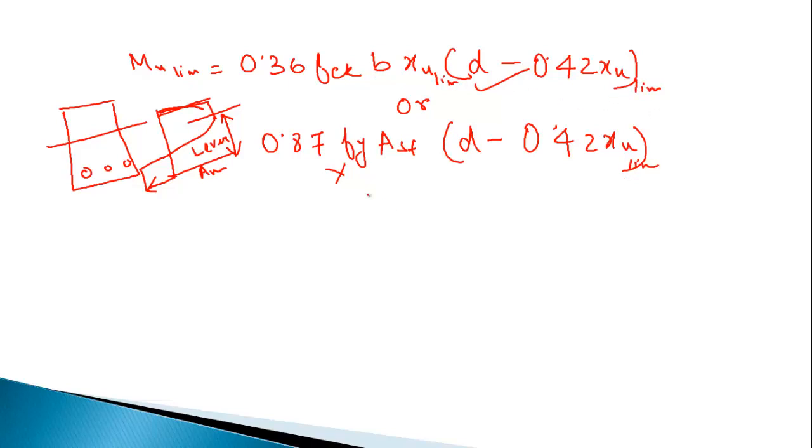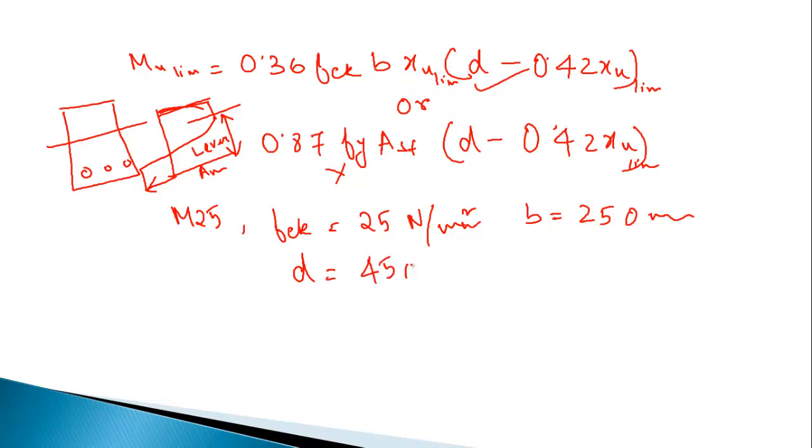This is Xu limit. In the question fck is given as M25, so fck is 25 Newton per mm square. b is given as 250 mm. Xu limit I don't know. d is the effective depth, given as 450 mm. Now what is Xu? Xu is the depth of neutral axis, and Xu limit is the maximum depth of neutral axis.